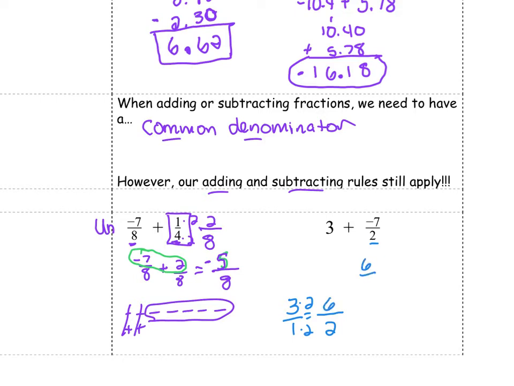So 6 halves plus a negative 7 halves. So I know my answer is going to be something with 2 as the denominator. So I have to just look at that top. They're unlike signs. With unlike signs, you subtract. So 7 minus 6 is 1. And there's more negatives. So your answer is going to be negative.